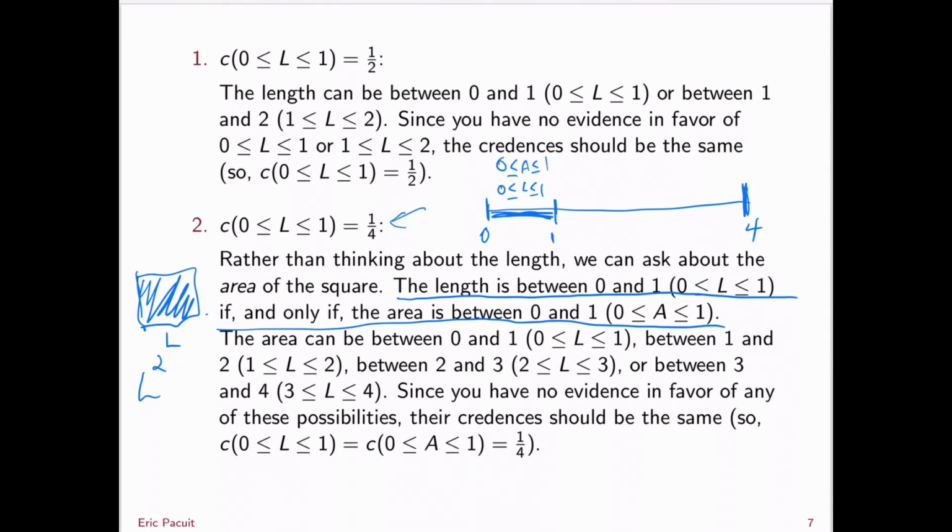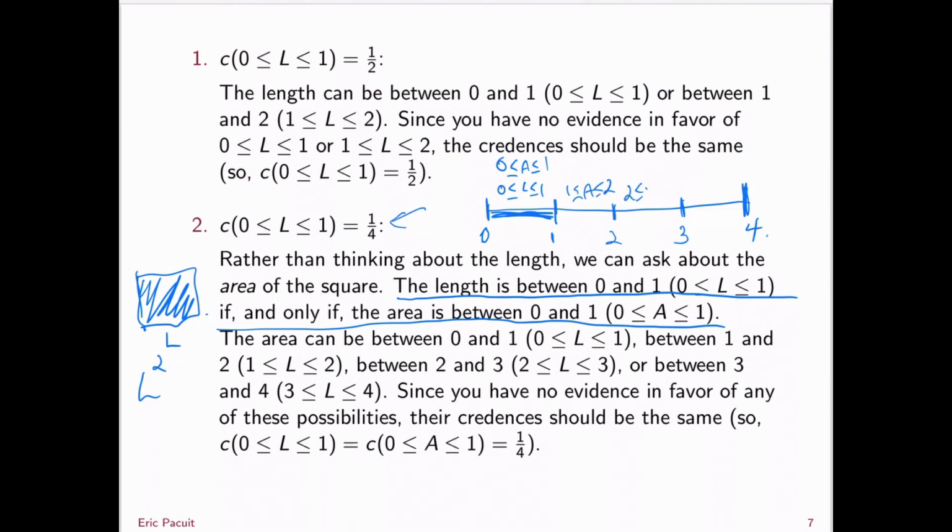So the credence I attach to the area being between 0 and 1 is the same as the credence I attach to the length being between 0 and 1. Because after all, I have no evidence to prefer thinking about the square in terms of the length of its side versus the area. But if I think in terms of the area, note if the length of the square is between 0 and 2, the area of the square is between 0 and 4. But I can then divide my areas into 4 groups. 0 to 1, 1 to 2, 2 to 3, and 3 to 4.